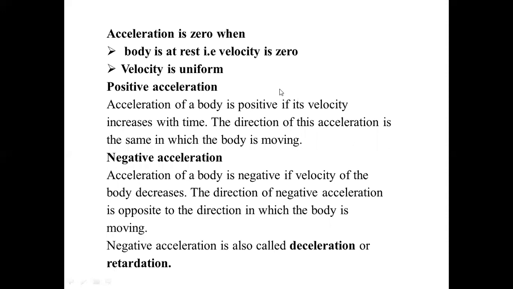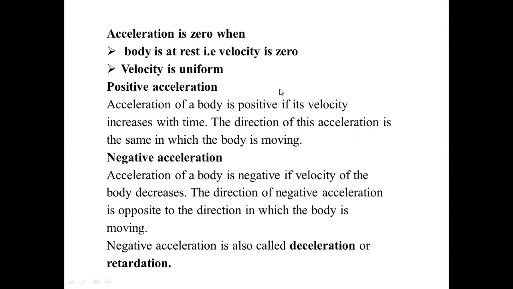Next, we have to discuss when acceleration is zero, when acceleration is positive, and when it is negative. Acceleration is zero when the body is in the state of rest, that is when its velocity is zero. And the second case when acceleration is zero is when velocity is uniform. When velocity is uniform, it means that initial velocity and final velocity have the same value. And when two similar numbers are subtracted, the answer is zero. So acceleration will be zero.